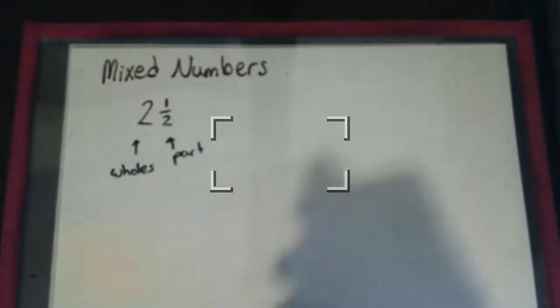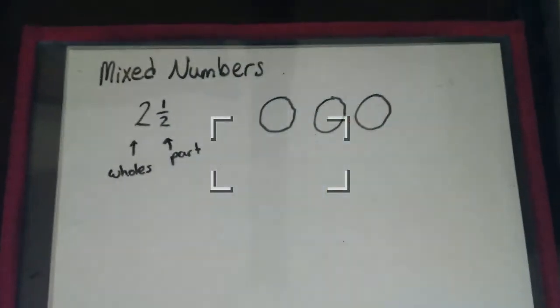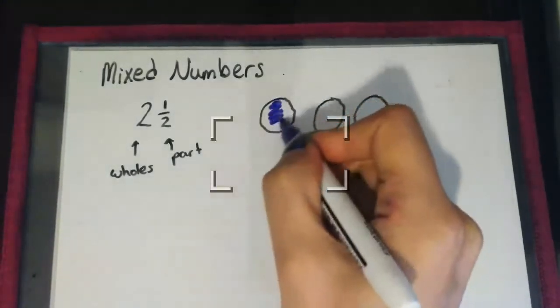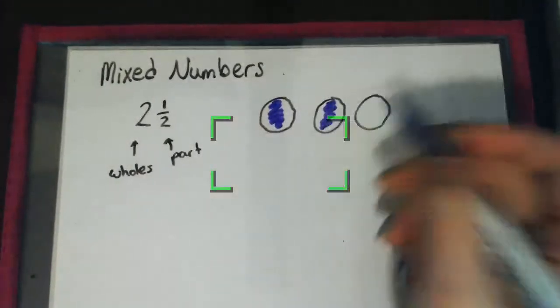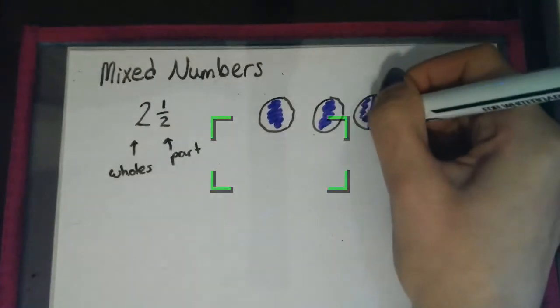So if we think of these in terms of, say, circles, and I'm really bad at drawing circles, but that's okay. That means that we are going to have the first whole one, the second whole one, and then we cut the third one in half, and we're only going to take half of it.